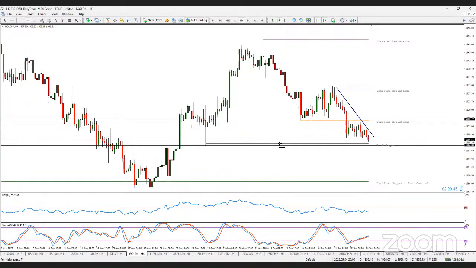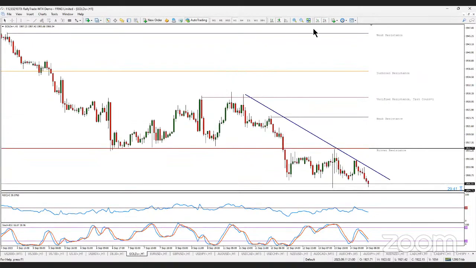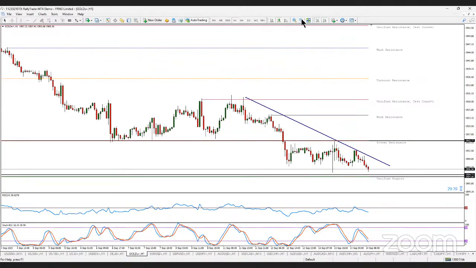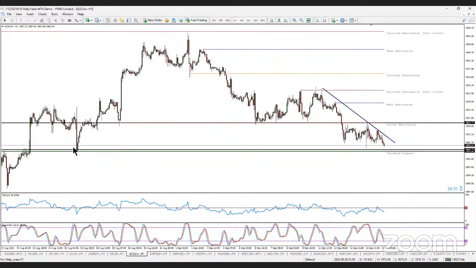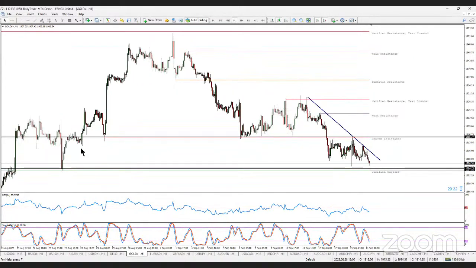Let's also look at what happened to my left. I want us to see what happened to my left. Last time price got to that particular support level, what happened? You can see how it bought all the way to this point before it started coming down. And now price is currently at that particular level.